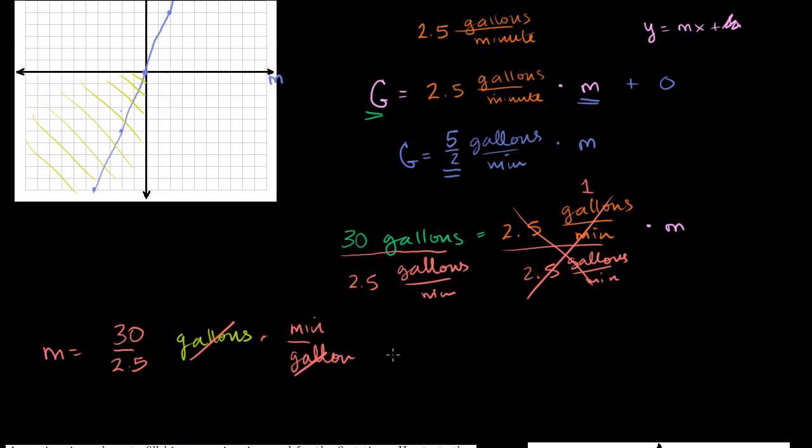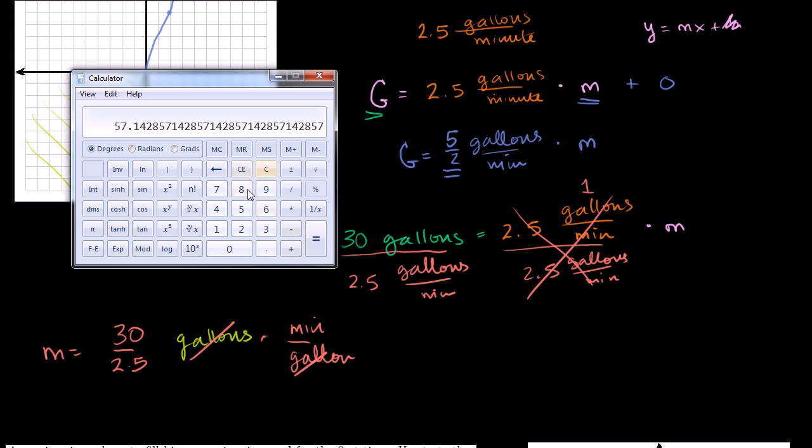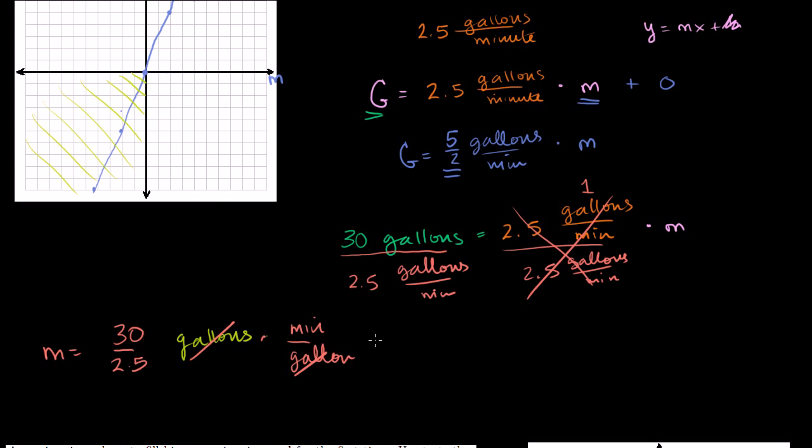2.5 minutes. And what is 30 divided by 2.5? 30 divided by 2.5 is equal to 12. So it'll take us 12 minutes to fill up a 30-gallon bathtub. We have our minutes right there, 12 minutes. Let's do one more.